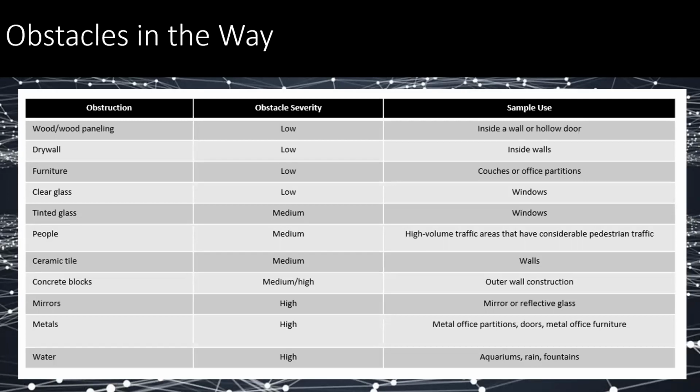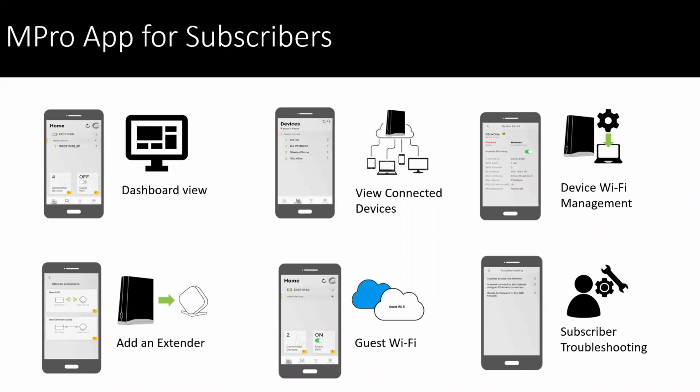All right, so those are just a few of the common issues we come across with wireless in general. But now we'll move on to our solutions. First up, we have our MPro Mesh app, which works with our AX gateways. Now, this is a subscriber-facing app that allows end users to manage their wireless network locally or even remotely. Very simple. That provides an overview of the connected devices and a few other minor features and functions.